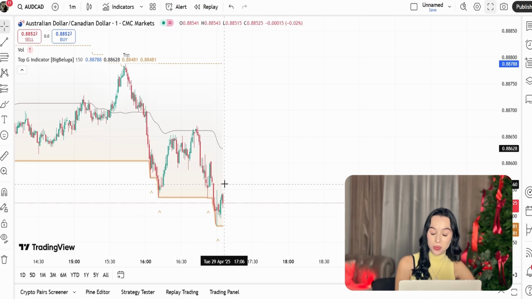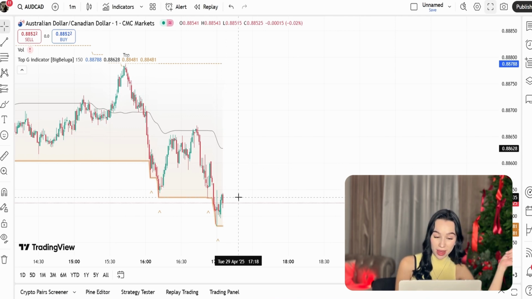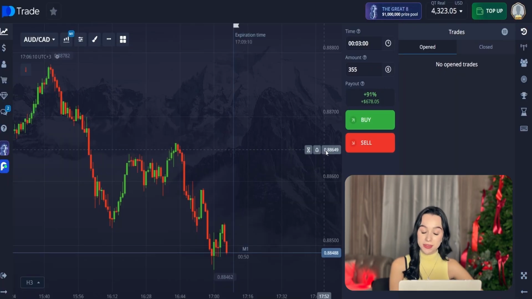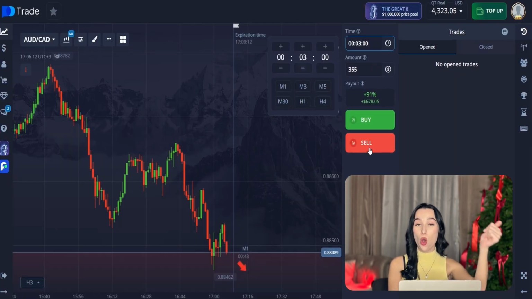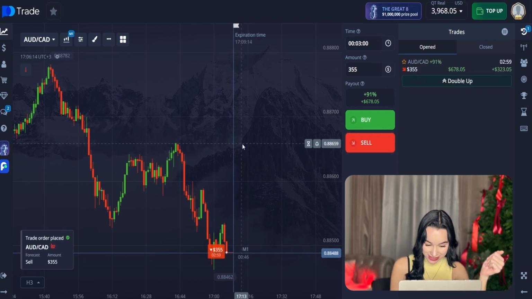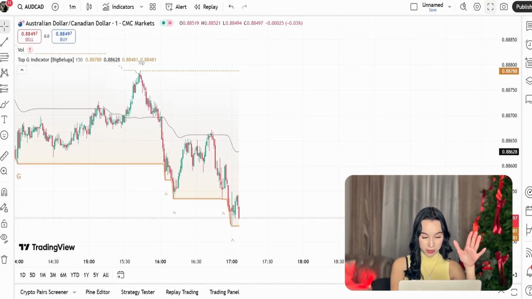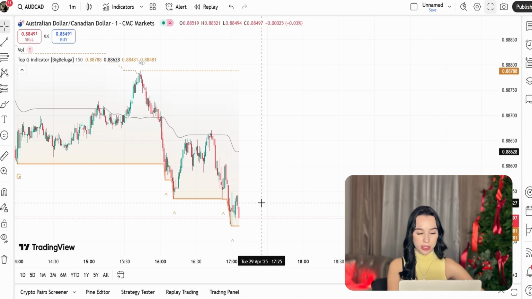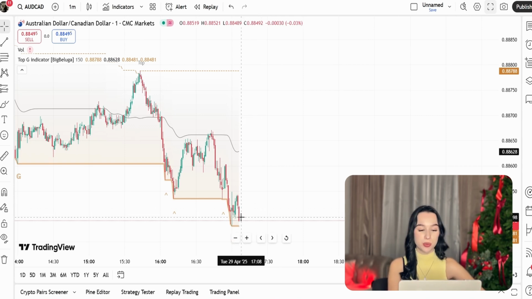So now guys, what do you think? What kind of trade we can open here? Just vote, buy or sell. So we'll leave the time at 3 minutes and boom, we open a sell trade. Yes, guys, you heard that right. Because you may think before that, okay, it looks like a really good reversal and it will definitely continue going higher and higher.